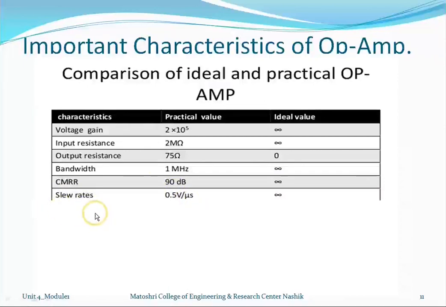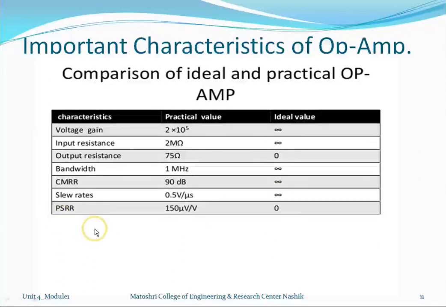Then slew rate. Slew rate is nothing but the transition from negative saturation to positive saturation, or from positive saturation to negative saturation. So at what rate it can transition from the positive side to the negative side and vice versa. This is one of the biggest drawbacks of this operational amplifier IC. Its slew rate is very low, 0.5 volt per microsecond. Ideally it's an infinite slew rate.